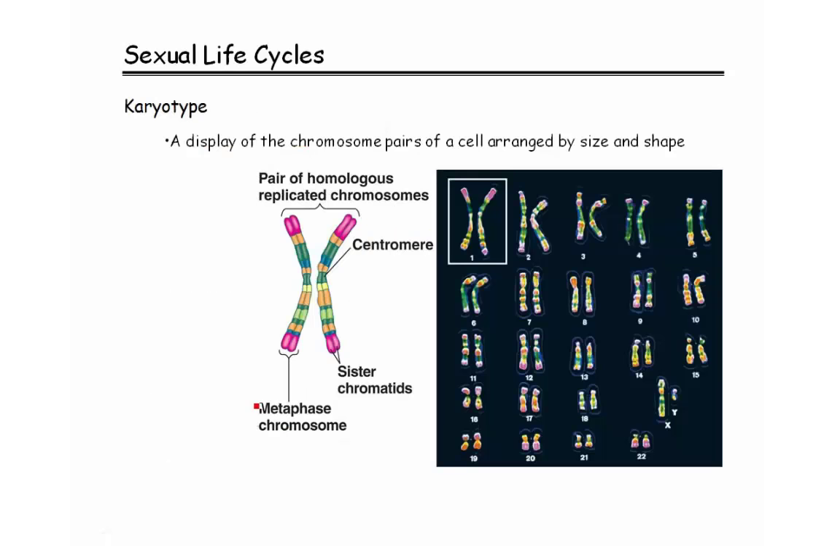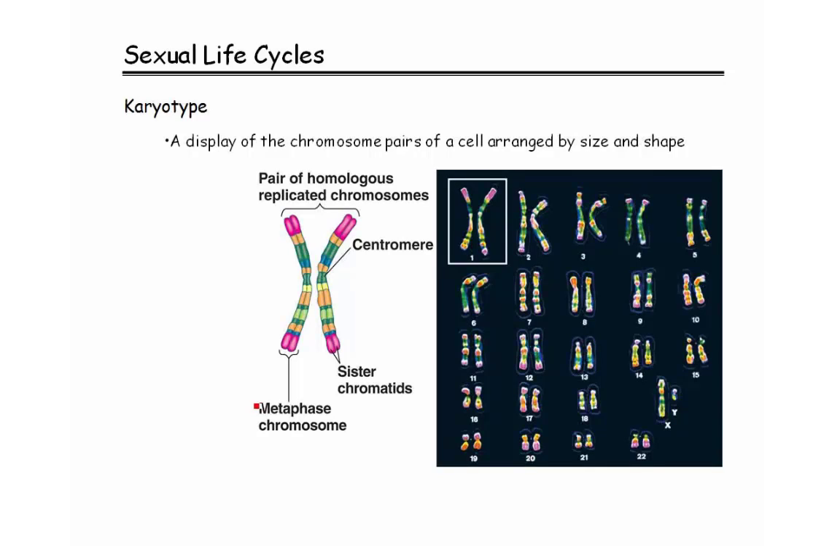This picture represents what we call a karyotype. A karyotype is a picture that shows the different chromosomes that you have inside of a cell, and then those chromosomes have been organized so that the pairs are all formed, so we can see the homologous pairs. This is a human karyotype, so we do see 46 chromosomes on here.